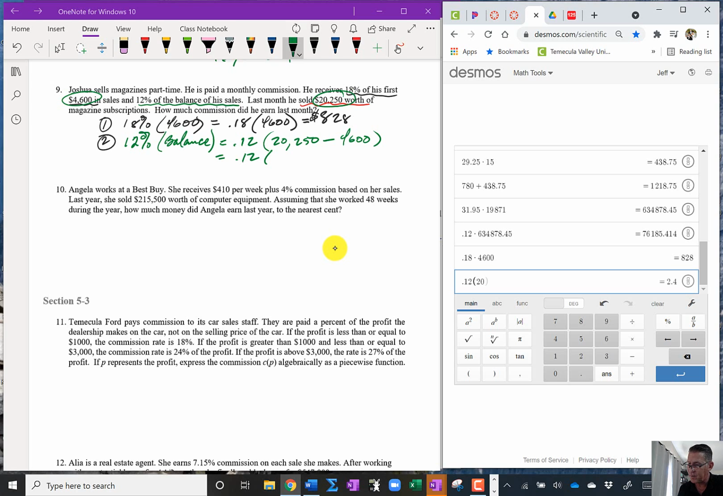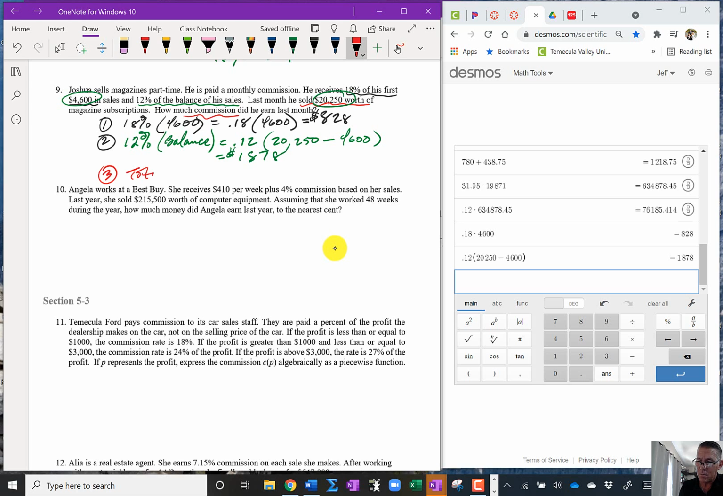And then the final, it says how much commission. So step 3, the total commission. Well, you got to add up the two, right? So 828 plus 1878. Okay, so let's do it. And notice you get 2,706. So 2,706. That's the total commission on this.